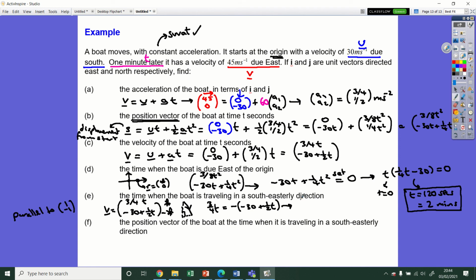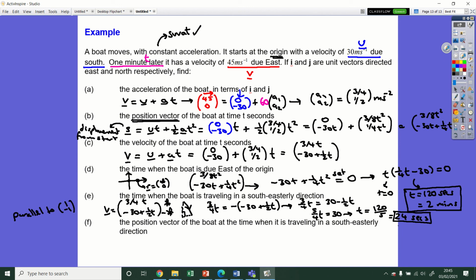Okay, so what does that give us? That gives us 3/4 t equals 30 minus a half t. If I then add a half t to this side, I'm going to get 5/4 t equaling 30. And then multiplying by 4 gives me t equals 120, and I'm going to divide that by 5. That is going to give me 24 seconds. Great. So at that moment in time, that's when your velocity is pointing in that southeast direction.